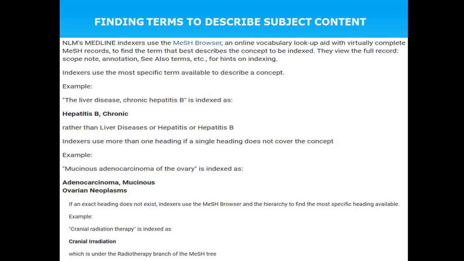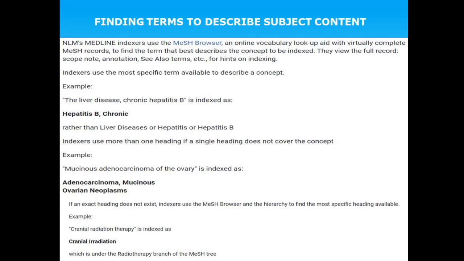So specificity is more important here in order to represent a concept. For example, the liver disease chronic hepatitis B is indexed as the specific term hepatitis B, chronic. They are not using liver disease, which would be a general, generic term. So it is advisable to be more specific. Indexers use more than one heading if a single heading does not cover the concept. This falls under the principle of coordination, and we will see what coordination is in the forthcoming slides.